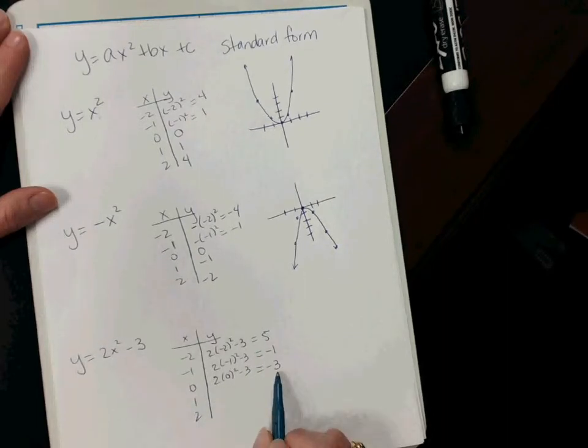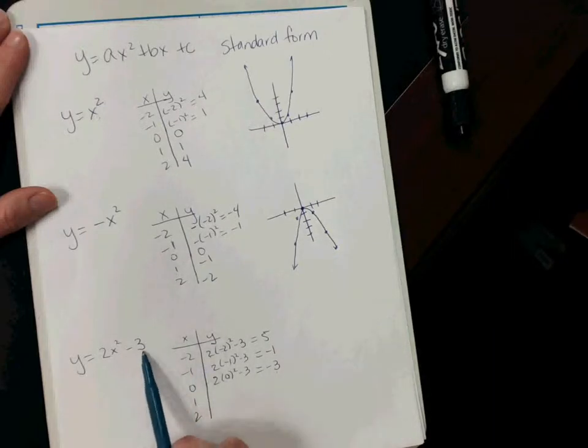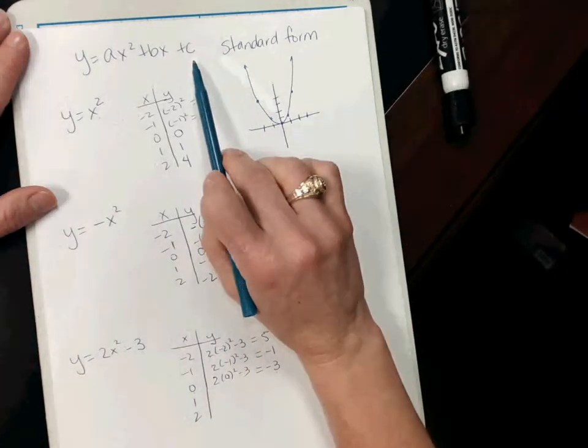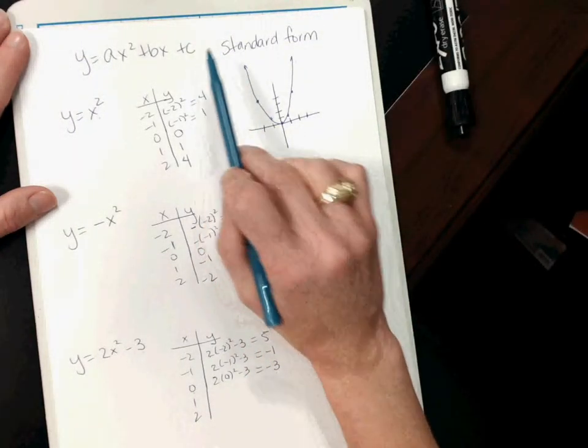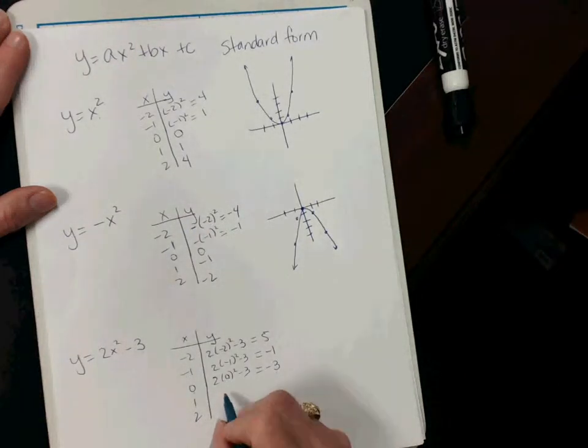Now notice my -3 is the same value I have here. If you remember from linear functions, anytime we plug 0 in for x, that's going to give us our y-intercept. So this c value in all quadratics in standard form is our y-intercept. So it gives us some information.